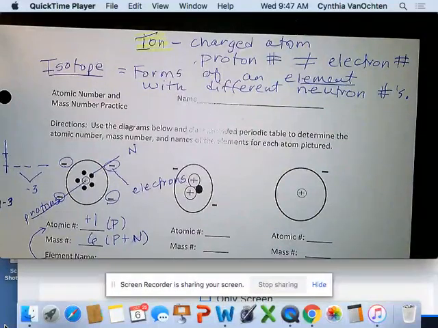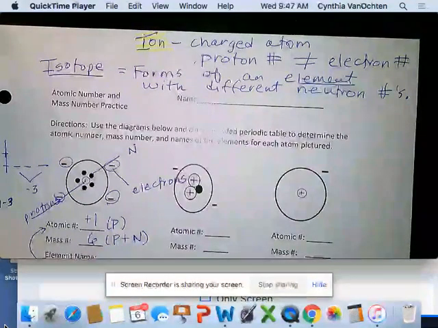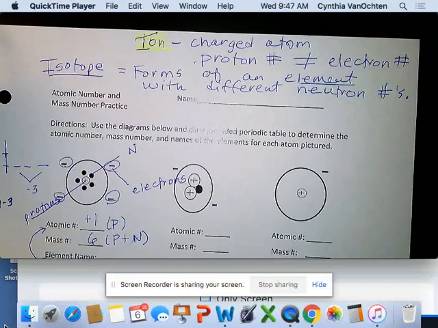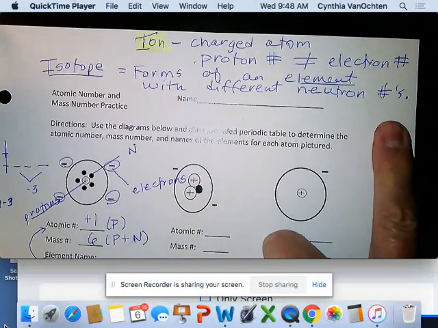So again, an ion is a charged atom where the proton number and the electron number are not equal. So we have more positives than negatives, or we have less positives than negatives. And then an isotope forms when we have an element with a different number of neutrons. Okay? All right. So let's go on to the second one, and I'll leave this up here.